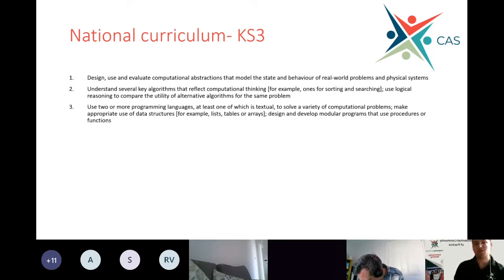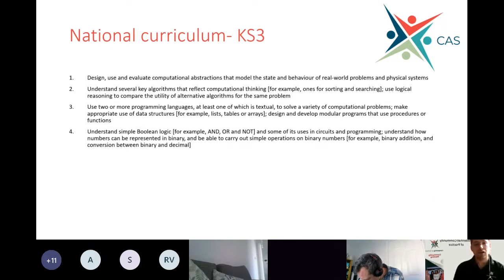Getting them to use at least 2 programming languages, one of which is textual, solving computational problems in that way. Looking at data structures, so starting to look at lists or arrays and how they can be used. Looking at modular programs as well, using procedures or functions. Understanding simple Boolean logic, so and, or, not, looking at binary and how to carry out simple operations, so addition and conversion between binary and decimal numbers.